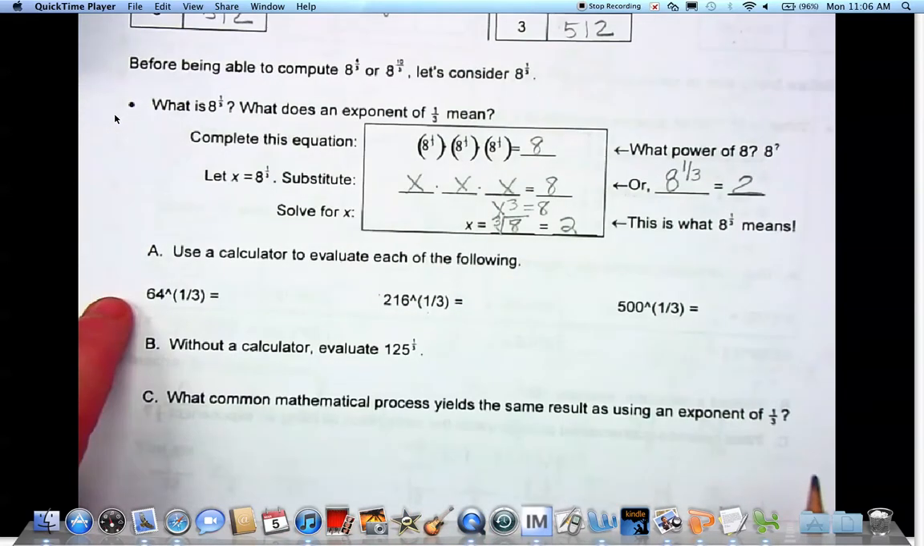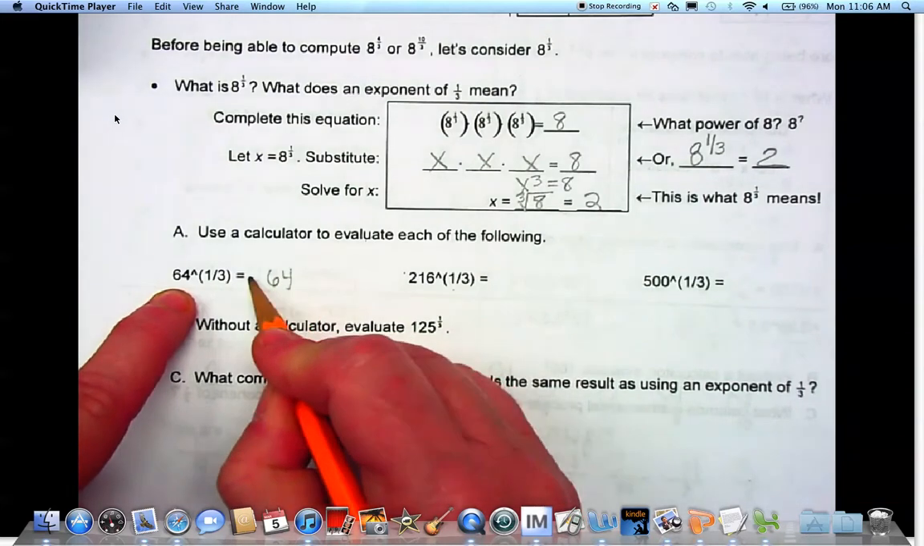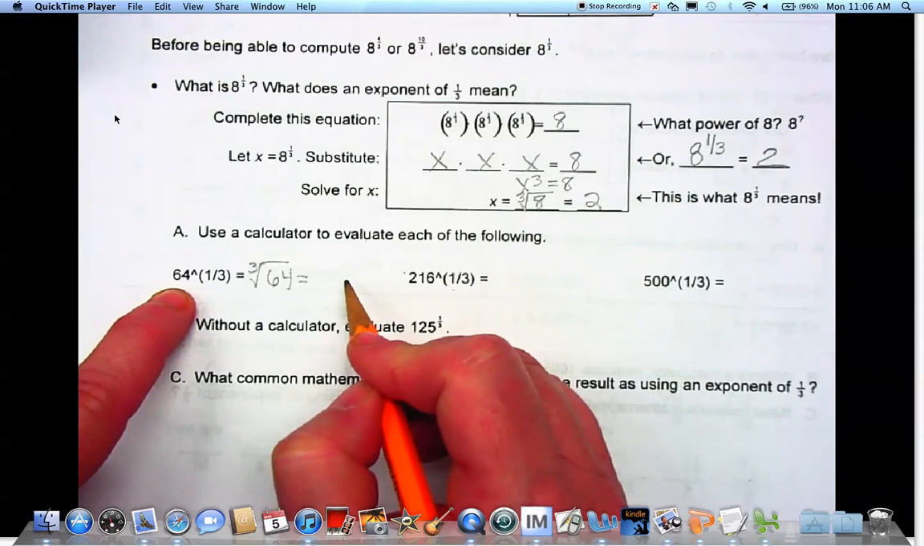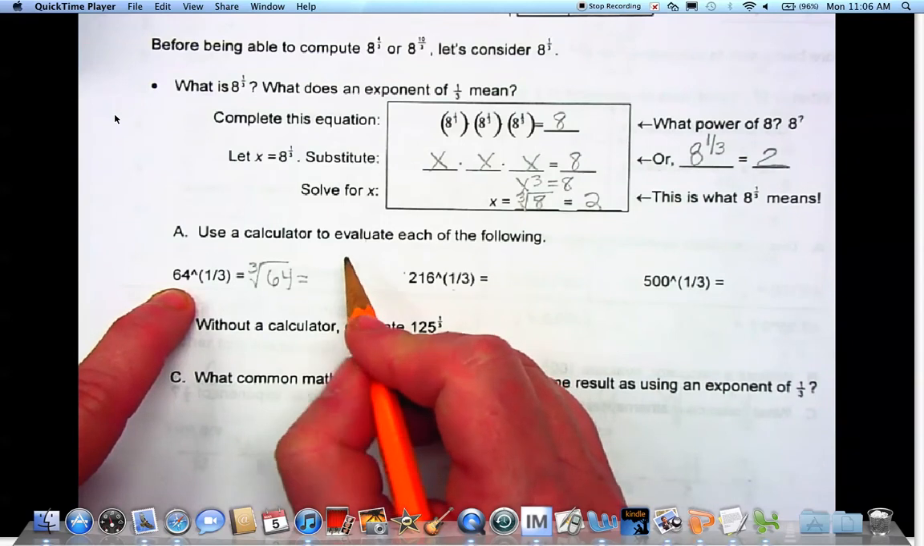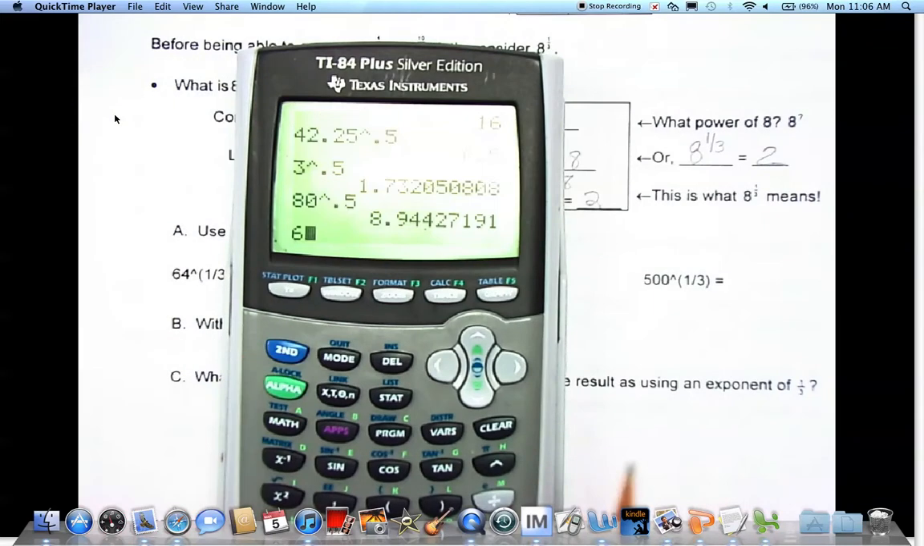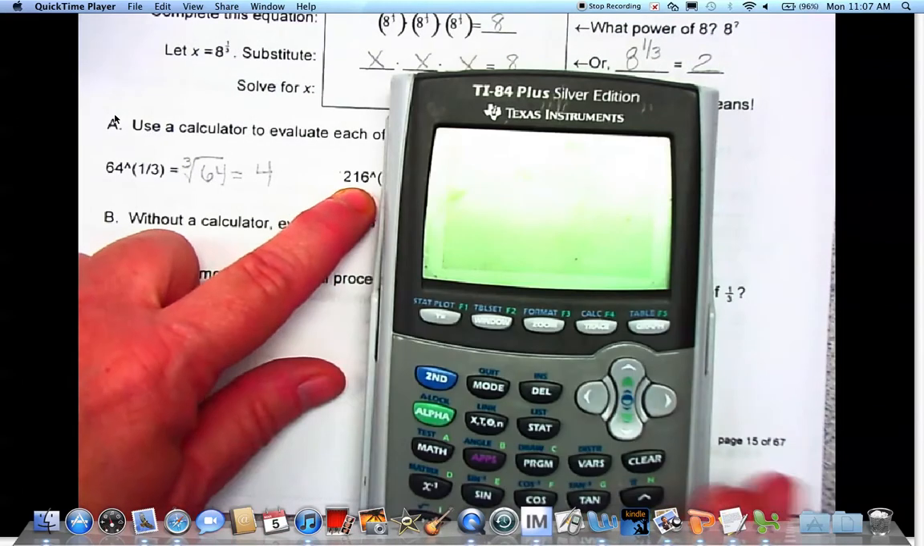So let's think of what could the cube root of 64 be? What times what times what gives you 64? What did you say? 4? Okay, and let's just say 64 to the 1 divided by 3 is 4. Just double checking it on the calculator. How about 216? 6.